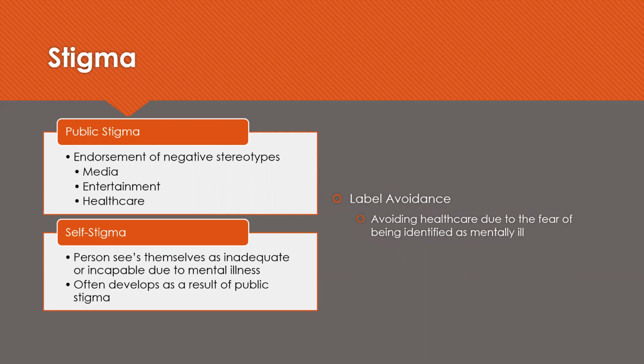Self-stigma develops as a result of public stigma, and it's when the person sees themselves as inadequate or incapable of something because of their mental illness. So it may be someone saying, oh, I can't go back to school. I have depression. I won't be able to succeed. Label avoidance is the phenomenon that comes out of stigma, and that's when people avoid healthcare due to the fear of being identified as mentally ill and experiencing the stigma that is often portrayed to those with mental illness.